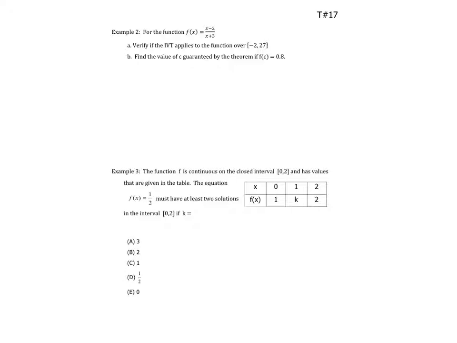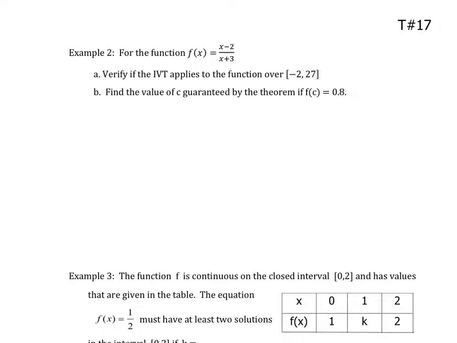Okay, let's look at this one. Same directions, so let's go through our steps. I am going to find f of -2 and f of 27. That's not a too hard one. -4, that's going to be -4. And f of 27, kind of a weird number, but all right. 27 minus 2 is 25. 27 plus 3 is 30.